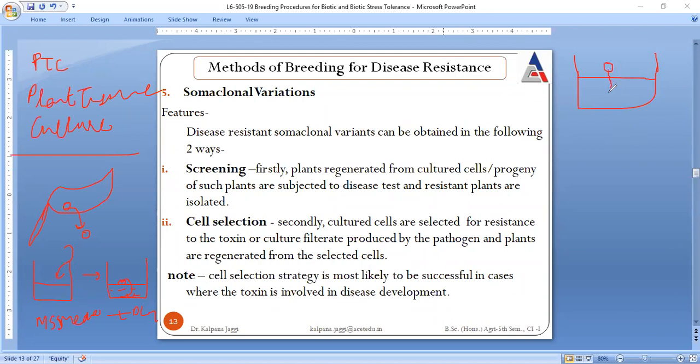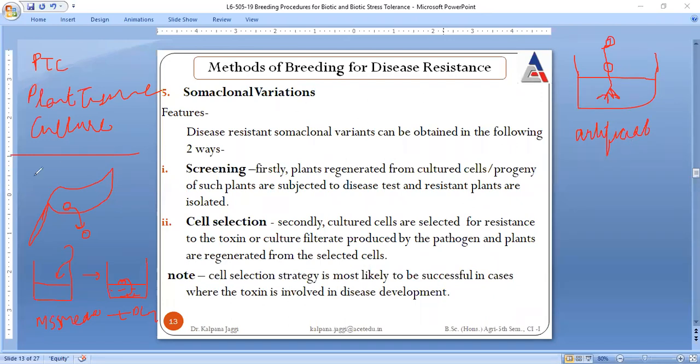tissue, there will be the development of root, and there will be the development of shoot, and the shoot will bear leaves, right? This is the development of a plant under artificial conditions, because these artificial conditions are being provided in the lab, and this is said to be plant tissue culture.